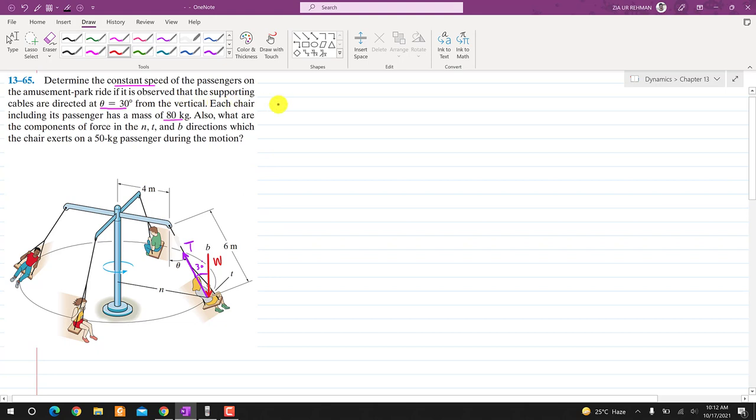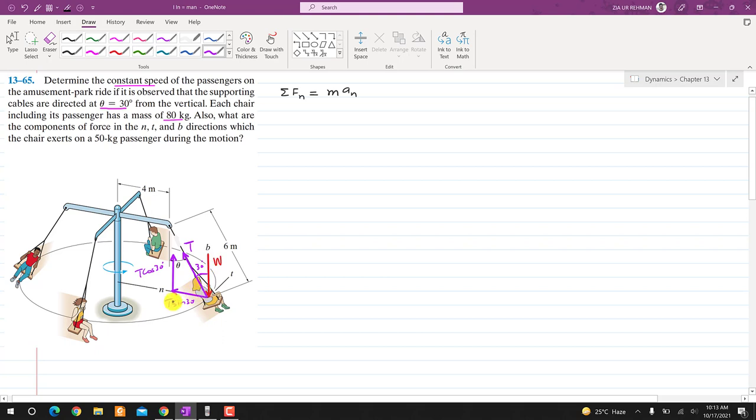If we want to find the velocity, then we need to apply the summation of forces along the normal axis, and the normal axis is acting towards the center of this ride, right? So this is the axis of rotation. The summation of forces along N is equal to mass times aN. If we resolve this T into its components, it will have two components. One component will be acting in the positive N direction, and one in the positive B direction. Let me draw it. One component will be acting like this. If this angle is 30, then this is the cos component. We can say this is T cos of 30 degrees and this is T sine of 30 degrees.